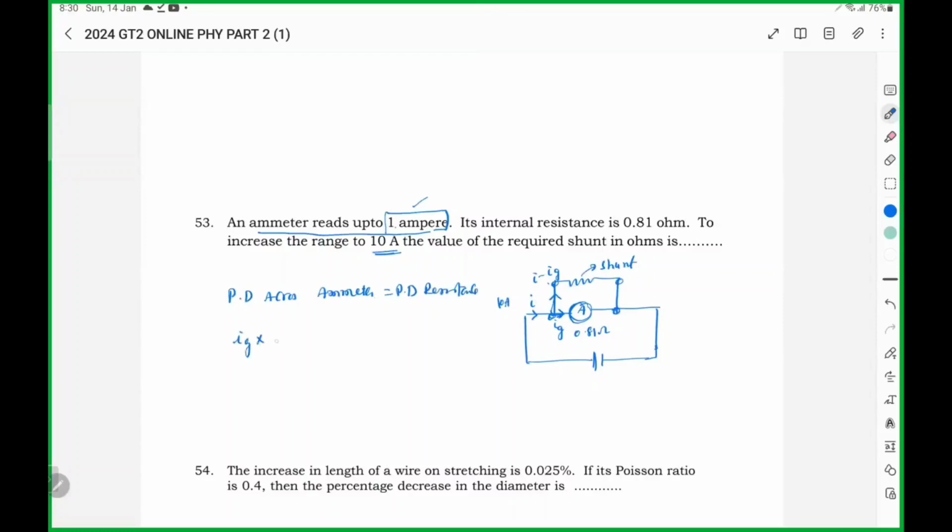So Ig into the ammeter resistance 0.81 equals I minus Ig into that resistance. Here Ig is 1, the maximum current through the ammeter. Here I is the current which we have to measure, 10 amperes. 10 minus 1 into R. So R will be 0.81 by 9, that is 0.09 ohms. That has to be connected in parallel.